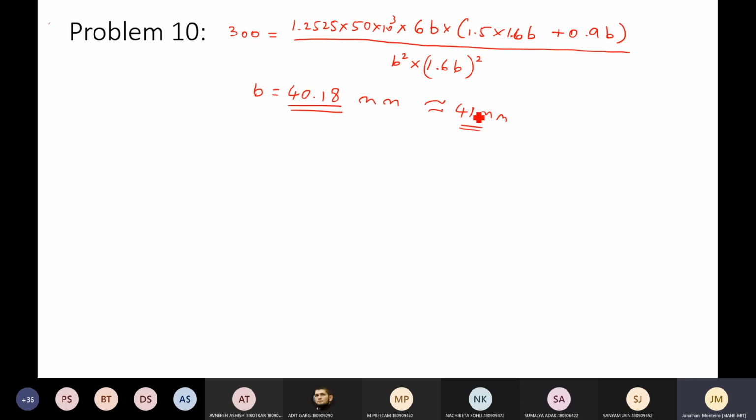Okay, we are not obliged to change anything much, because here we don't have any reference chart or reference table for us. So let us keep it as 41. Obviously the minimum has to be 40.18, so we'll keep it as 41 approximately. Then what about h? h is 1.6b, so 1.6 times 41, 65.6 mm. So this will be the answer of the first one, answer A.